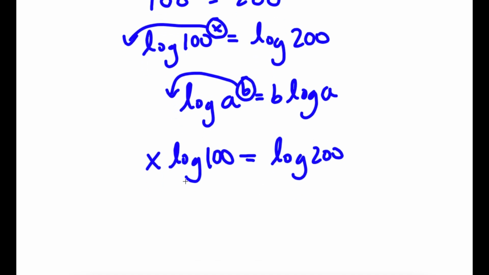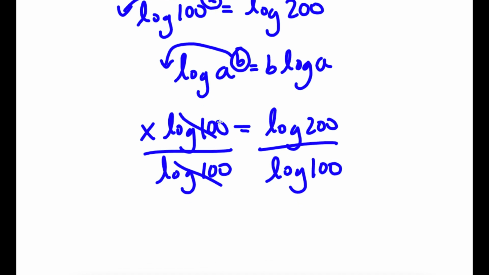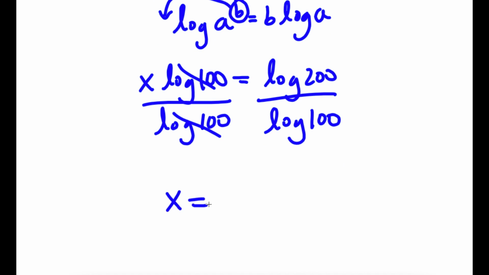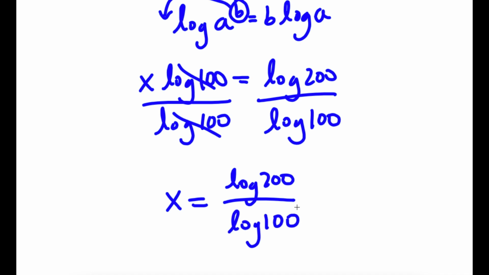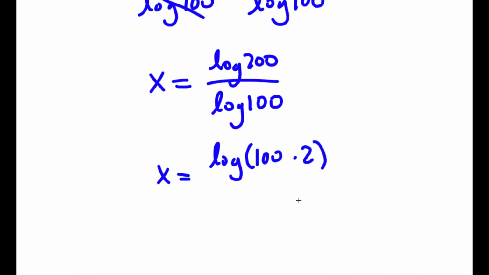Now, I'm going to go ahead and divide both sides by log 100. So log 100 and log 100, these two cancel out. So now I have x is equal to log 200 over log 100. Now log 200, I can rewrite as log of 100 times 2. And log 100, I can rewrite as log 10 squared.